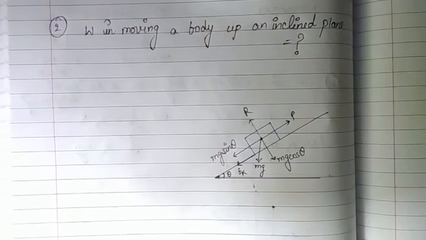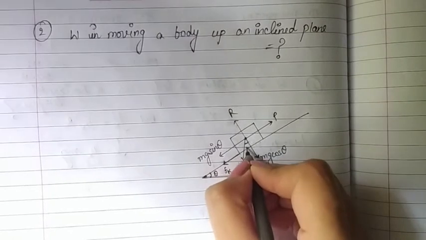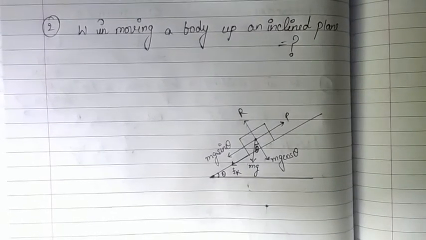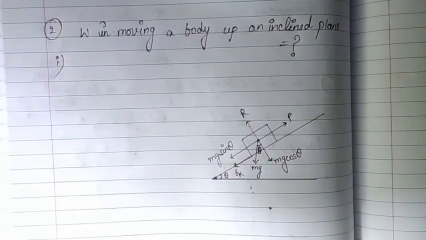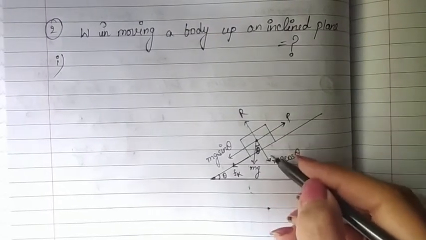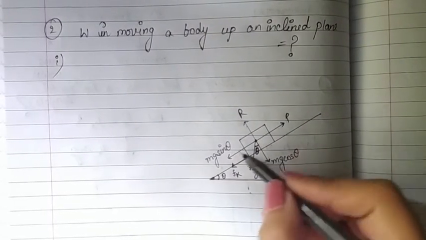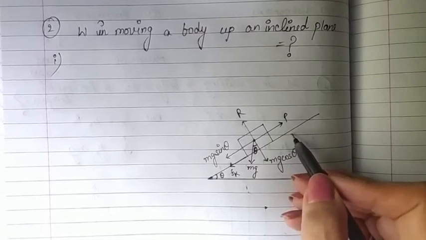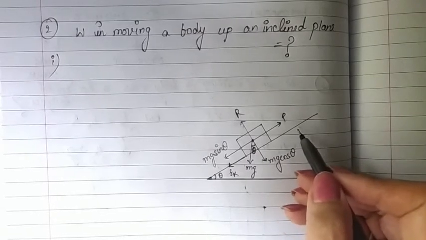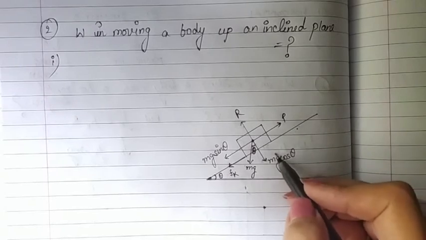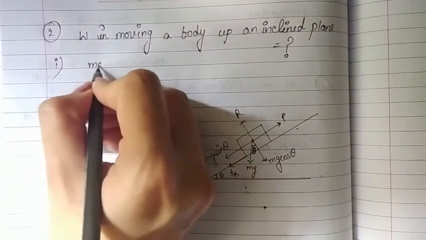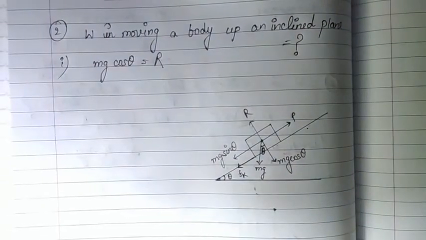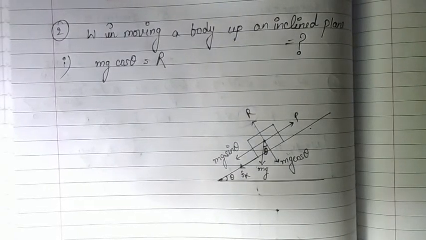Then the weight mg of the body, now this angle by geometry is theta, has two components. The first component is mg cos theta, which is perpendicular to this inclined plane. This mg cos theta is perpendicular to the inclined plane, and it balances the normal reaction capital R because of the surface.